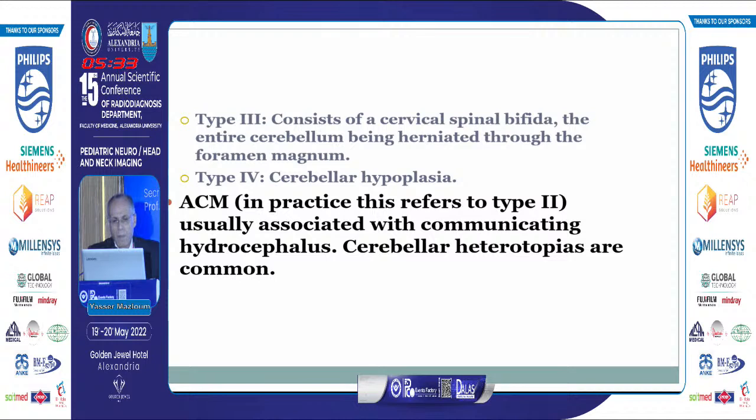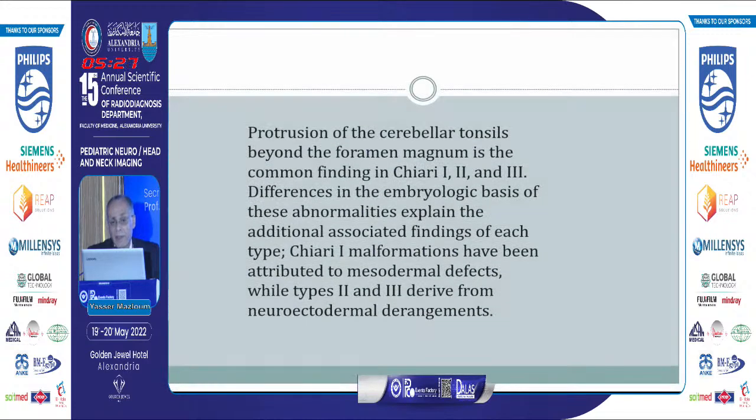Type 2 is the most common type, usually associated with communicating hydrocephalus. Cerebellar heterotopia are also common there. Protrusion of the cerebellar tonsil beyond the foramen magnum is a common finding in Chiari 1, 2, and 3. Differences in the embryological basis of the abnormalities explain the additional associated findings of each type. Chiari-1 malformation has been attributed to a mesodermal defect, while types 2 and 3 derive from neuroectodermal derangement.